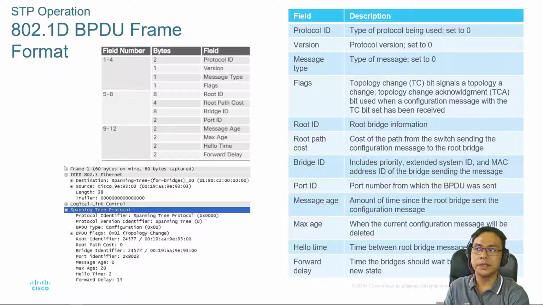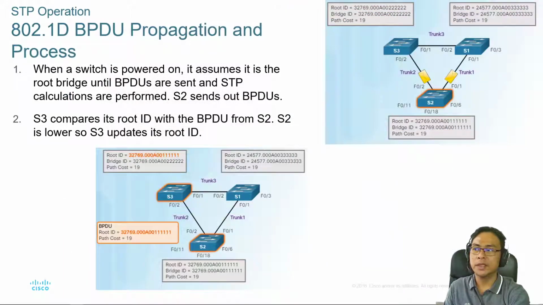So here are the different BPDU frame formats. You will see protocol ID, version, message type, flags, root ID, root path cost, bridge ID, port ID, message age, max age, hello time, forward delay. So things like that. Okay? Just for you to have a reference. Later on, you will be using them for computation, especially the root ID and bridge ID.